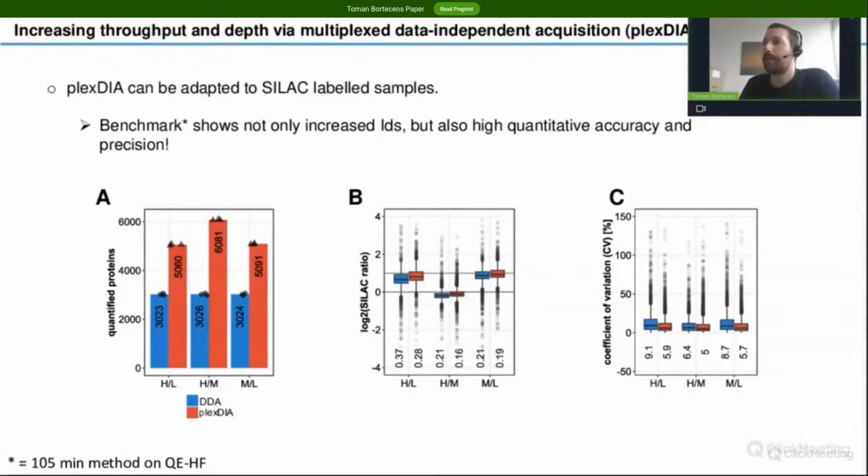But essentially, we found that this actually is very beneficial for improving not only the number of quantified proteins in our enriched samples, but also to still obtain really high quantitative accuracy and precision compared to the conventional acquisition scheme. So it is definitely highly beneficial for the types of samples that we produce.